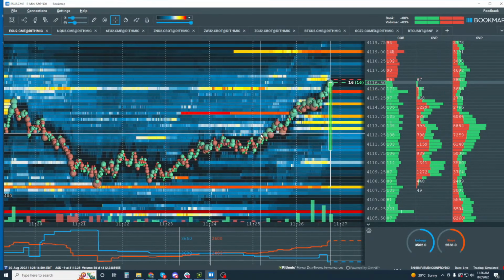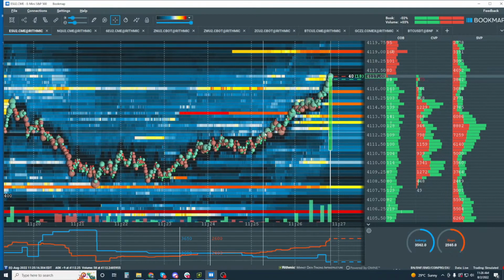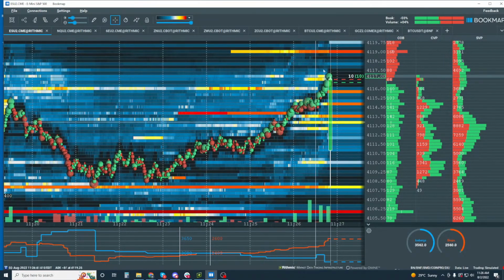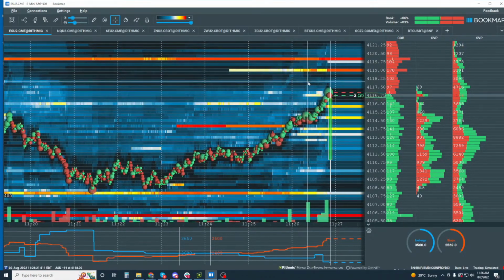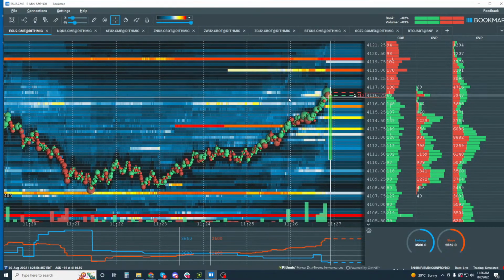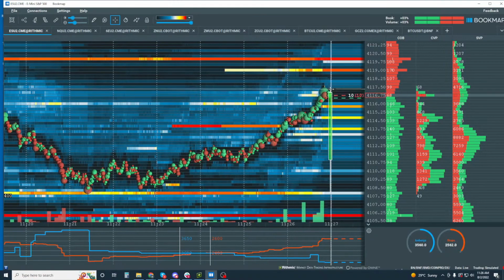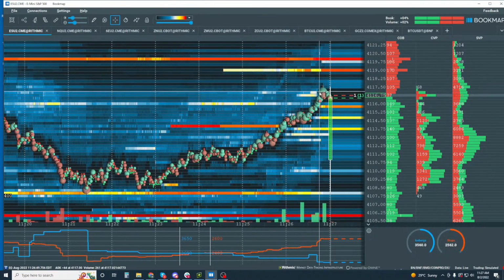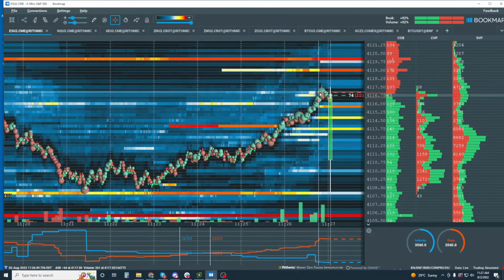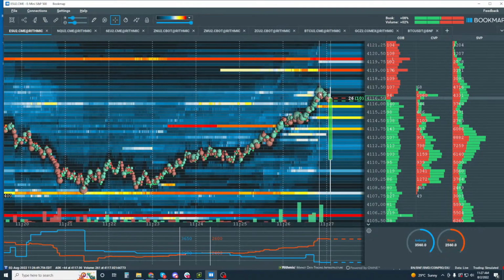Okay, so now this is not a scalp, right? This is a little bit higher time frame. We're reading the order flow within this time frame. Okay, there's our 17 already traded. Now, I would take some off up here, and that would be my style.